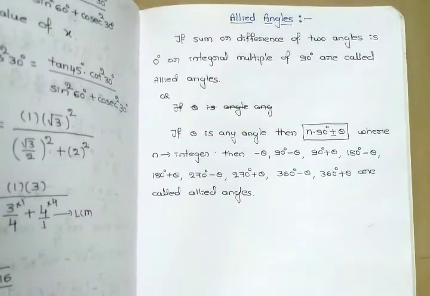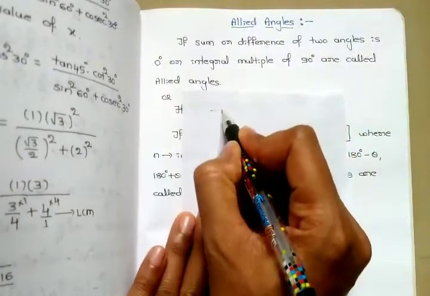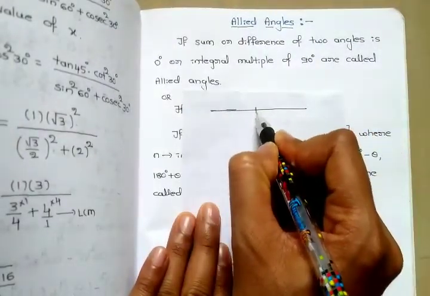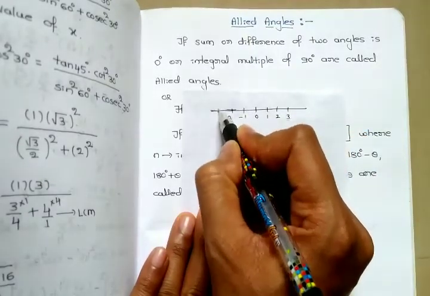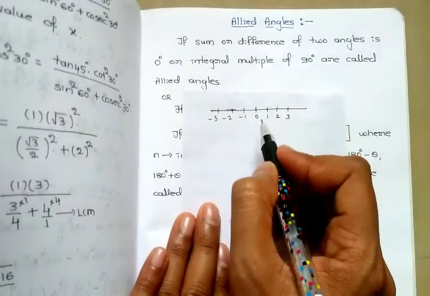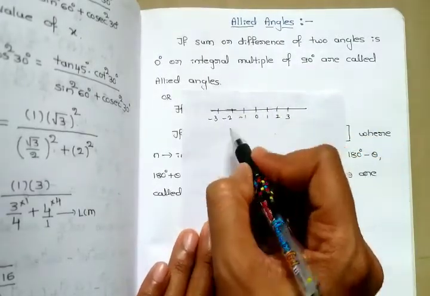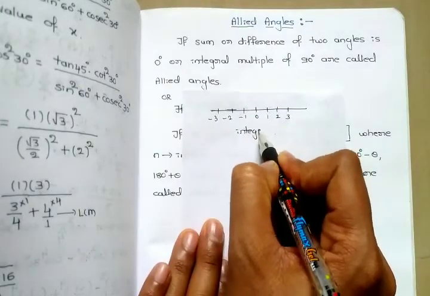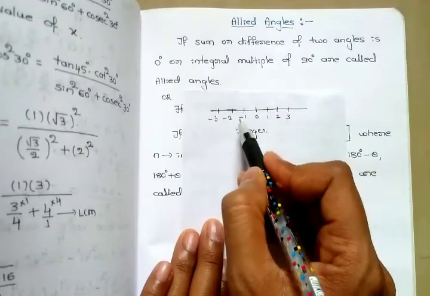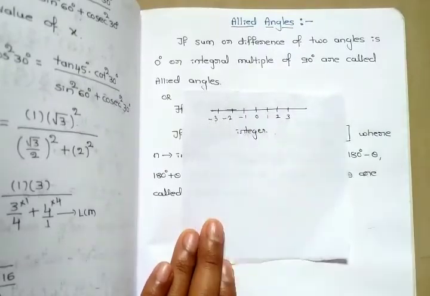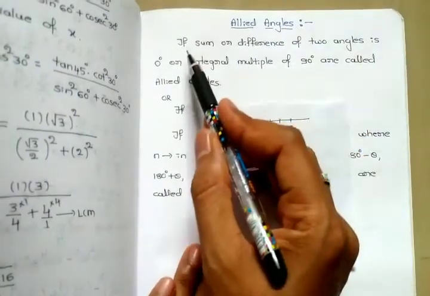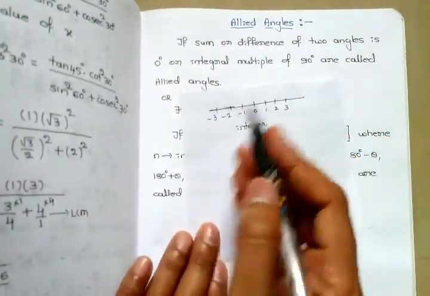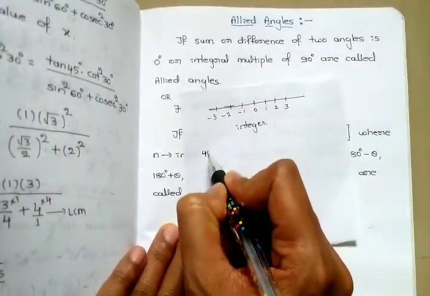For example, you know the number system. In the number system, from 0, if you go this side, all the values are positive. Here all the values are negative. So these are nothing but integer numbers: 0, plus or minus 1, plus or minus 2, plus or minus 3, and so on. All these are called integers.